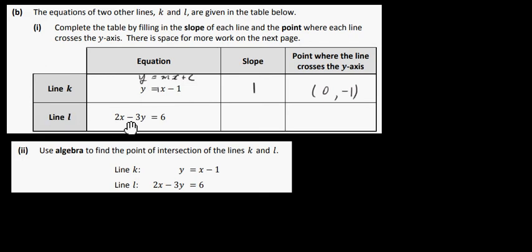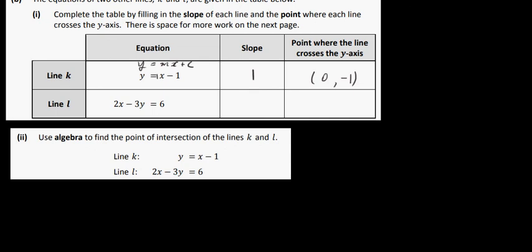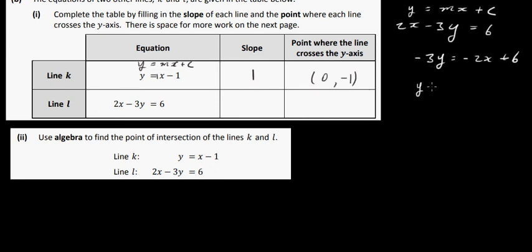Now in the second case here we have 2x minus 3y is equal to 6. A couple of ways of finding the slope here. What we could do is change this to look like y equals mx plus c. So let's do that. We subtract 2x from both sides, so that'll give me minus 2x plus 6 on this side. Divide across by minus 3 to get rid of this minus 3, so we end up with y equal to minus 2x divided by minus 3 plus 6 divided by minus 3, which is minus 2.